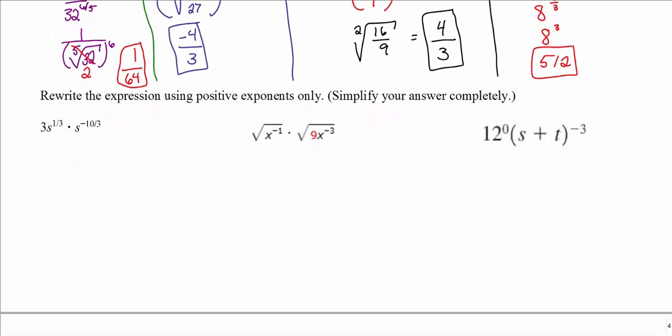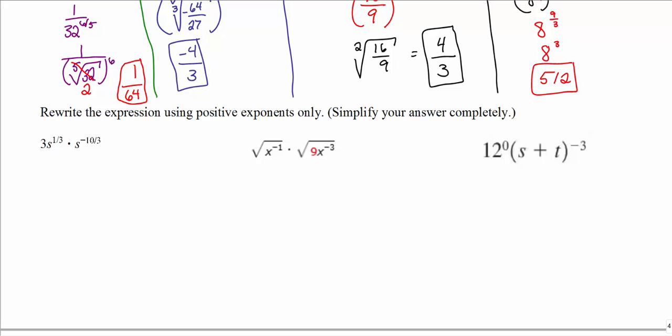Something else we want to be able to do is rewrite with positive exponents only. So we should be able to go from positive exponents to negative if we wish, or negative exponents to positive if we wish. So let's look at a couple different ways we can go about doing these. Here it says to rewrite the expression using positive exponents only and then simplify. So our first step is to rewrite with positive exponents only.